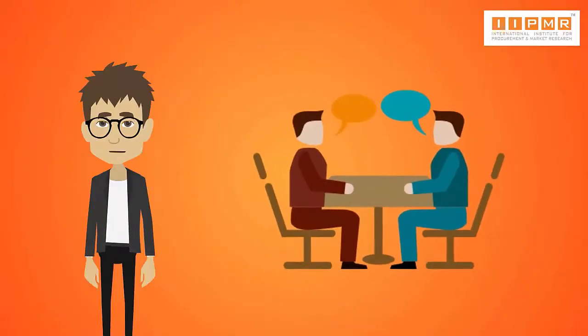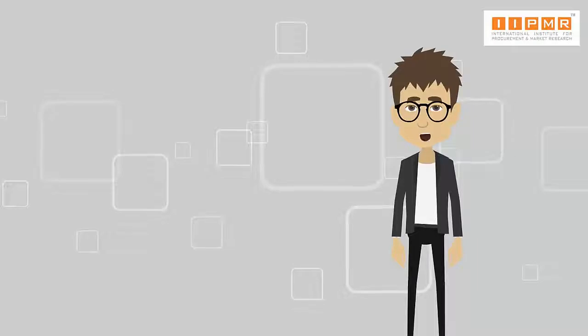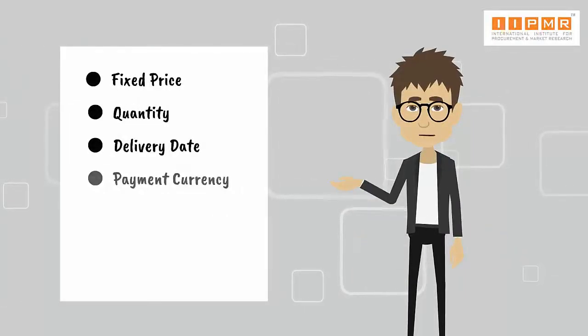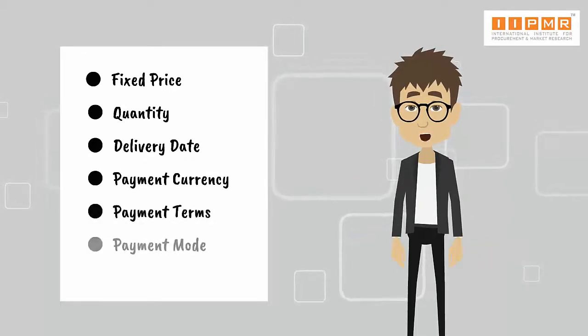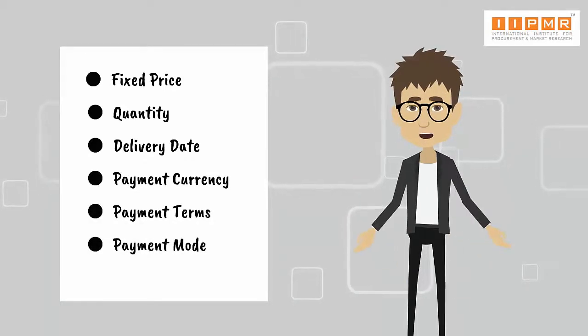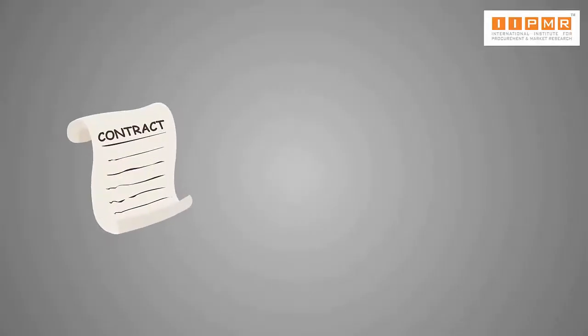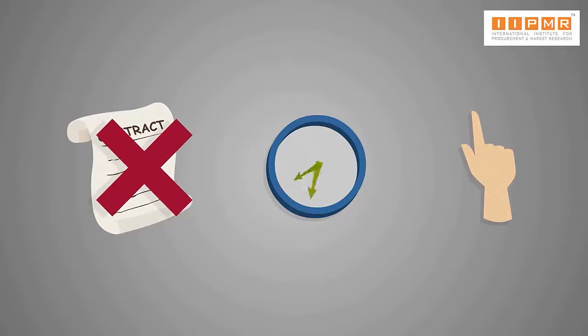Now that you've found which suppliers are best suited, you may proceed to signing a contract after finalizing the terms and conditions. A contract basically mentions a fixed price, quantity, delivery dates, payment currency, payment terms like net 30 days or net 45 days, and also the payment mode such as check or bank transfer. However, a contract is usually required only when there is regular buying for a lengthy period of time, maybe months or years. For one-time purchasing, a contract is not required.